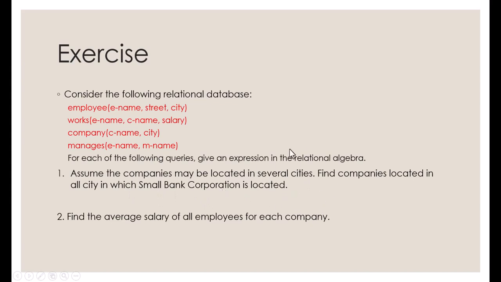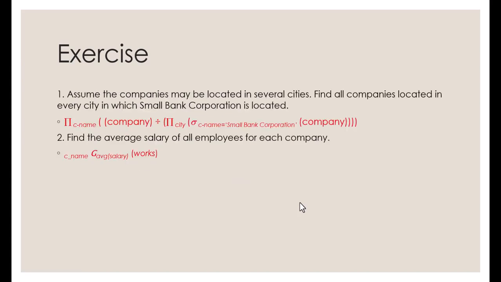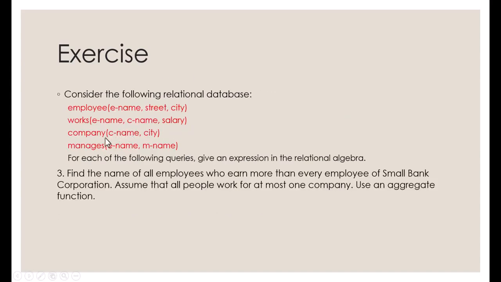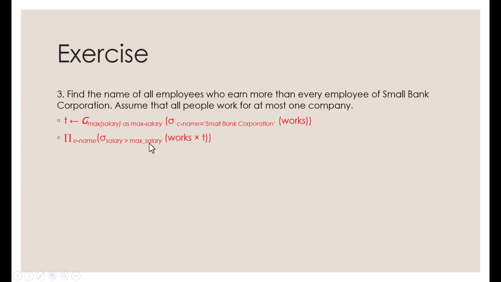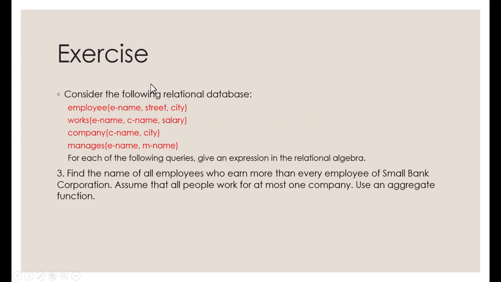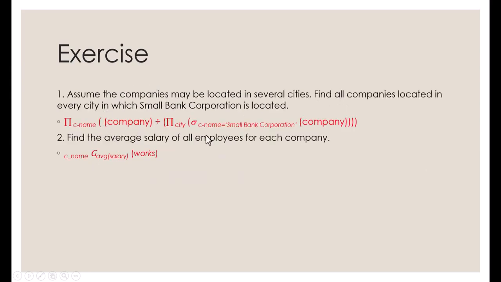So whatever is on the right-hand side should be returning the cities of the companies where the company name is Small Bank Corporation. Okay, so we did company. You could have done company display C name and city. So this implies that you are displaying company and city. Okay, and then here we have city. These are all the cities where the Small Bank Corporation is located. So this will return all the companies that are located in every city that the Small Bank Corporation is located.